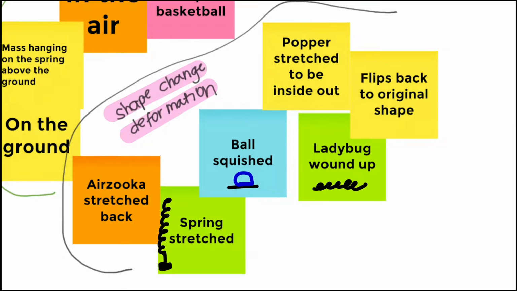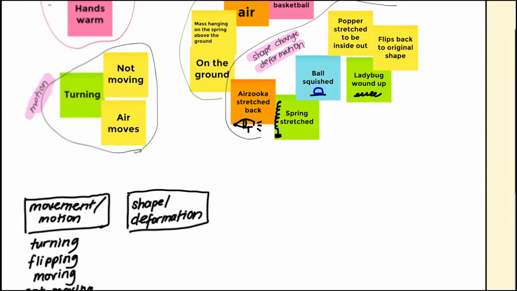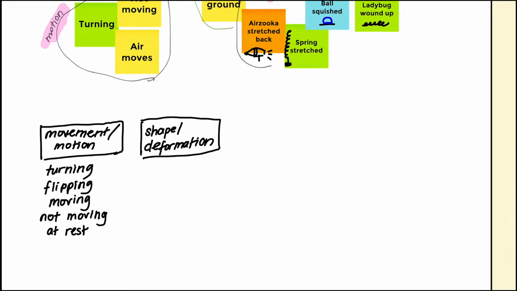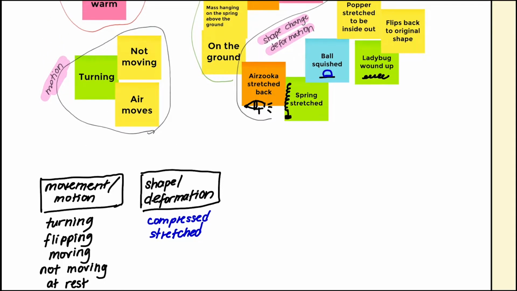And then the spring, when it was stretched, because there was a mass hanging off of it. Okay, so here's the mass. The spring was stretched. And then the airzuka was pulled back and then something came out. All right, so there was something kind of being deformed the whole time. And so that shape deformation would be things like compressed, stretched, or squished.